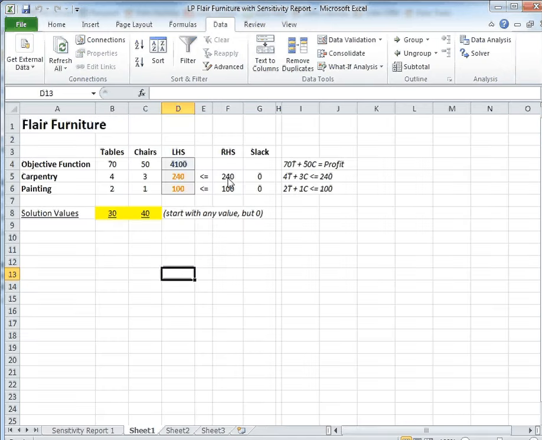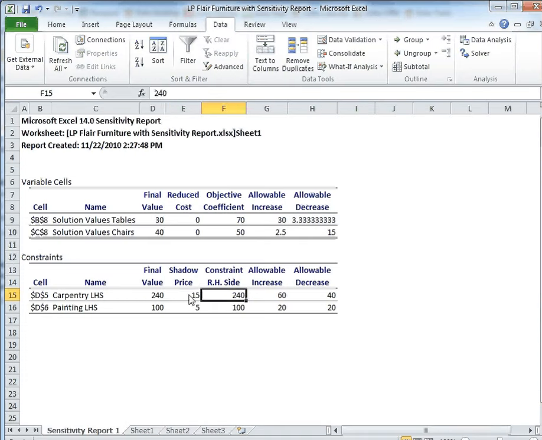So suppose that instead of having a right-hand side of 240, we had a right-hand side of 241. How would that affect our objective? In other words, what would the new profit be if we had one additional unit of carpentry hour available? Well, instead of rerunning the solution, we can simply look at the solver output. This value right here tells us exactly what the effect would be on our objective.